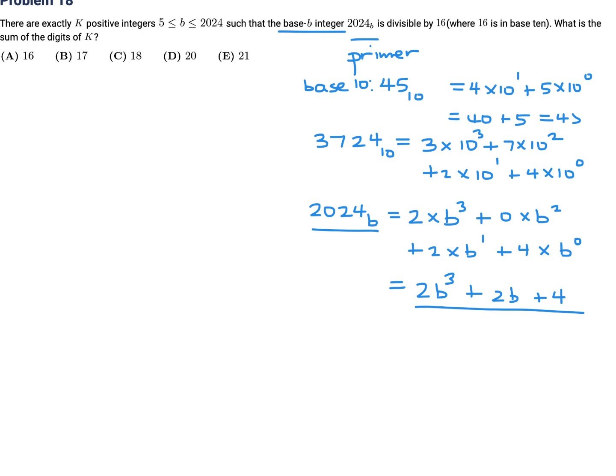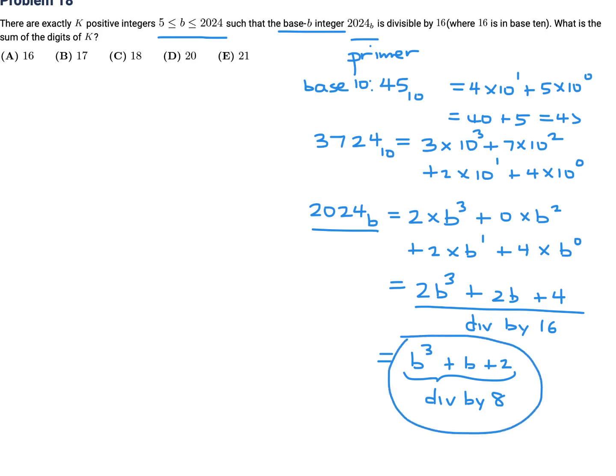And they're saying that this is divisible by 16. So for the sake of simplicity, if I divide through by 2, it'll be b to the power of 3 plus b plus 2. This would be divisible by 8. I think it'll make it a little bit easier to work with. And then what they're saying is that for this range, for all the numbers that are between 5 and 2024 inclusive, for which values of b is this true?